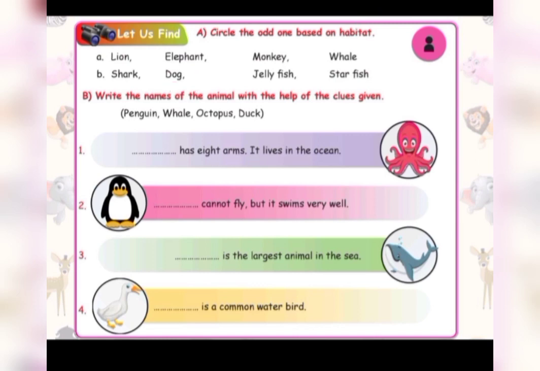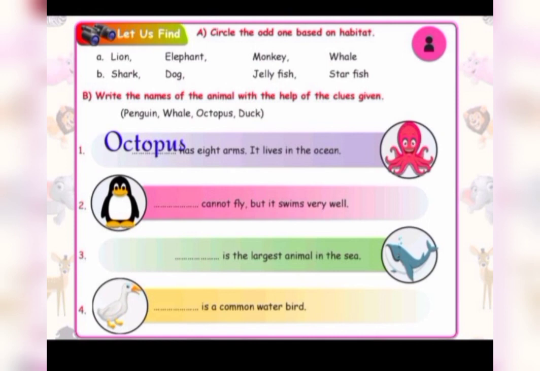Second activity, write the names of the animals with the help of the clues given. What are the clues they have given? Penguin, whale, octopus and duck. Now see, first one, dash has 8 arms. It lives in the ocean. See, pictures also they have given. What is this picture, children? Yes, octopus. So the answer is octopus. Octopus has 8 arms. It lives in the ocean.